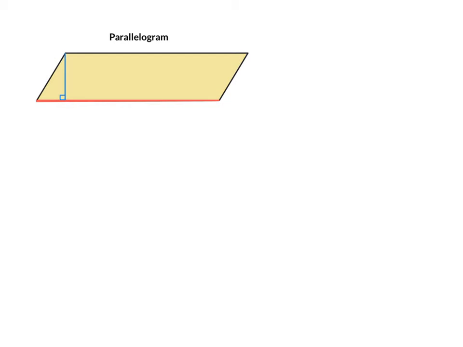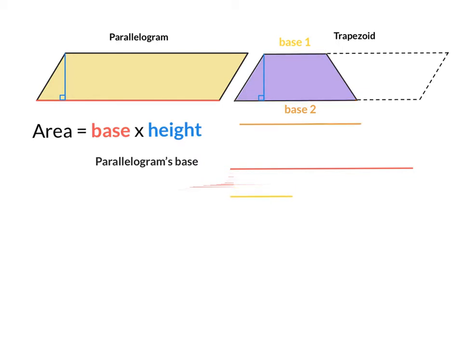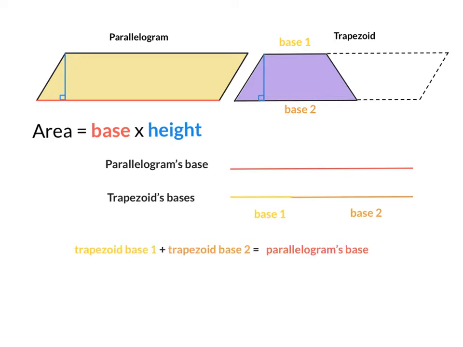We know that in order to find the area of a parallelogram, we multiply its base length times its height length. We're trying to write a formula to find the area of any one trapezoid. We know that the area of the trapezoid represents half of the area of the parallelogram. Let's look closer at the parallelogram's base. The parallelogram's base length is the same length as the sum of both trapezoids' bases. This means if we add the trapezoid's base 1 and base 2 lengths, we'll get the same length as the parallelogram's base.